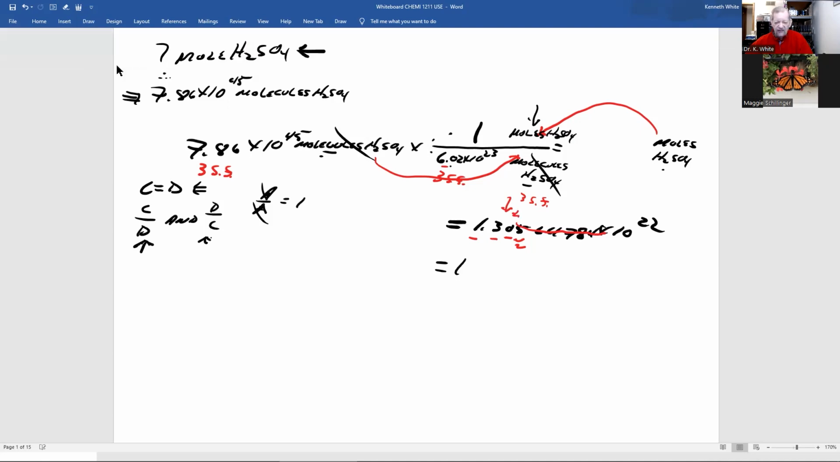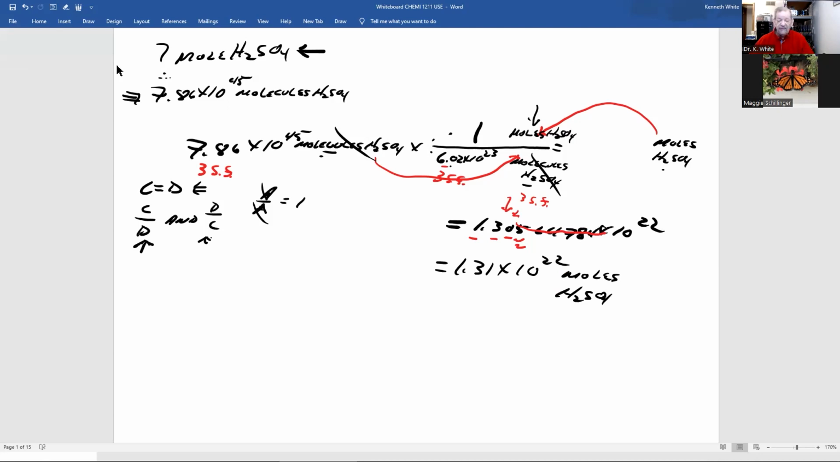So the correct answer would be this. Now, I do this, but you don't have to put the units down. And that would be the correct answer.